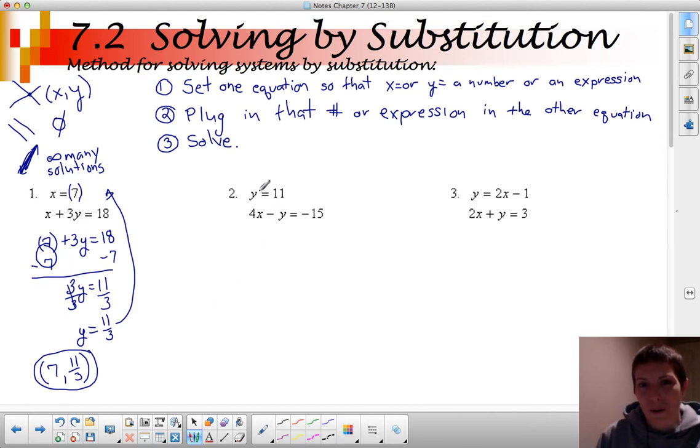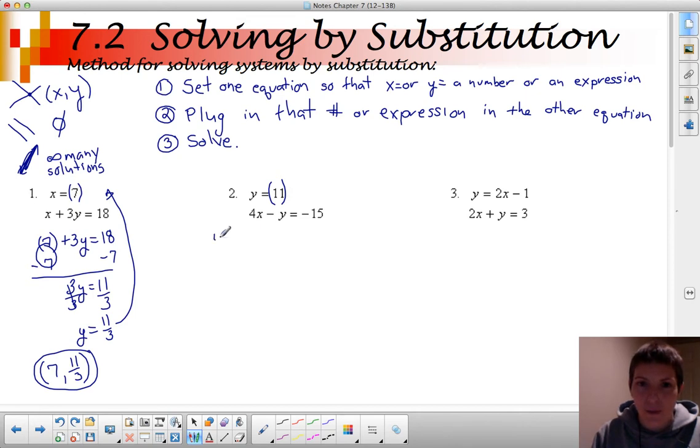Let's do another one, number 2. This time they've given us y equals a number. So we take that value. Here's the substitution. You go into the second equation, and every time you see a y, you take the y out and put the 11 in.